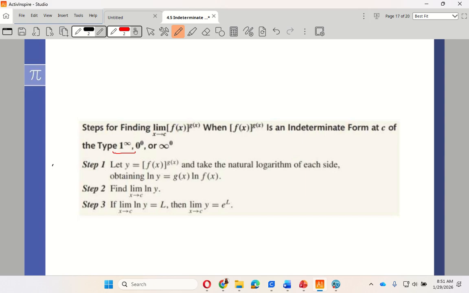All right, so let y equal f of x to the g of x, and take the natural log, ln, of both sides, obtaining ln y is equal to g of x times ln f of x. That's important. So this step rewrites the problem. So find the limit as x approaches c of ln y of this. So I get this. And right here I get ln y is equal to the limit. Then the limit of this is equal to e to the limit.